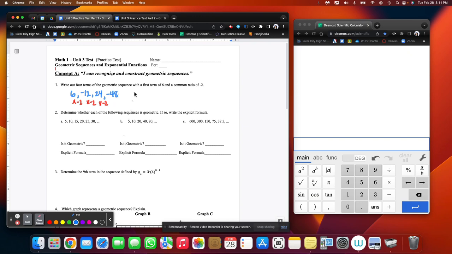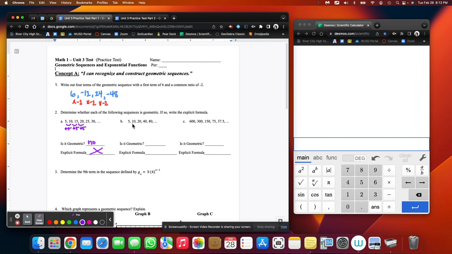All right, number two, it says determine whether each of the following sequences is geometric. If so, write the explicit formula. So we're looking for a pattern of multiplying or dividing. So for the first one, it looks like we are adding 5. So since the pattern is addition, it's not geometric. This is actually an arithmetic sequence. So we're not going to write the explicit formula because we're only going to write it if it's geometric. Although we can write it since we do know how to write formulas for arithmetic sequences.